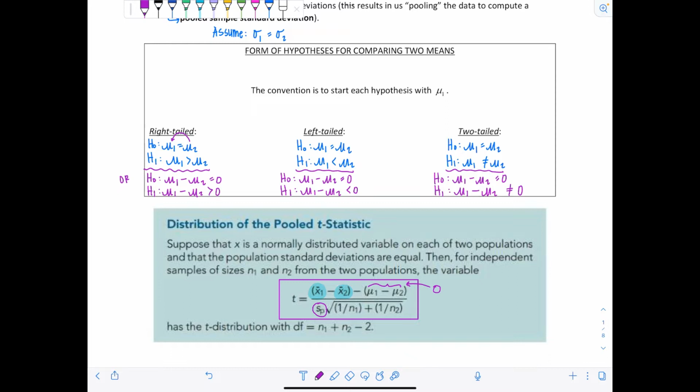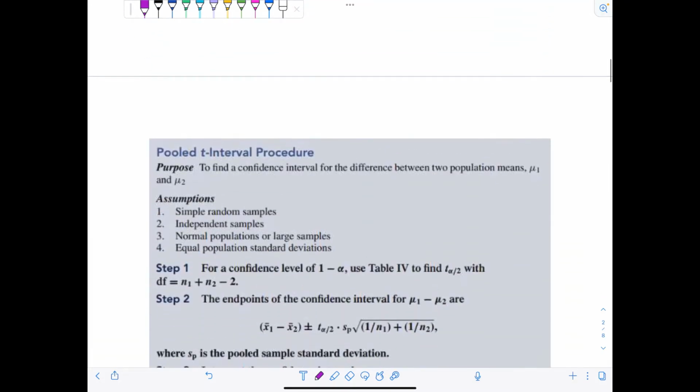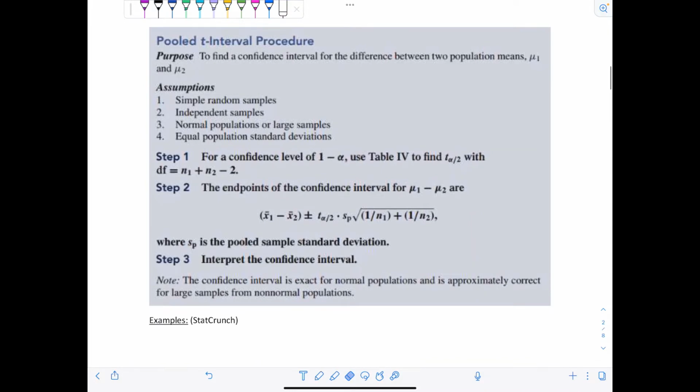And then the other kind of inference that we can perform is constructing a confidence interval. And so the process is pretty much the same. Assumptions: simple random sample, independent samples, normal populations or large samples, and equal population standard deviation. So we assume sigma 1 equals sigma 2. Not that we have them though.